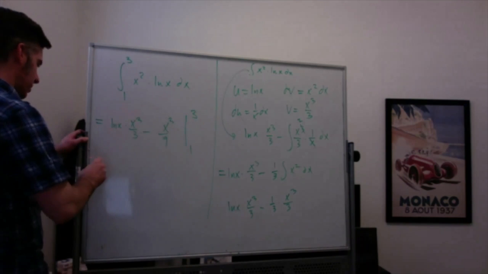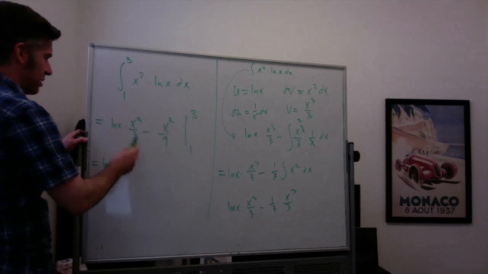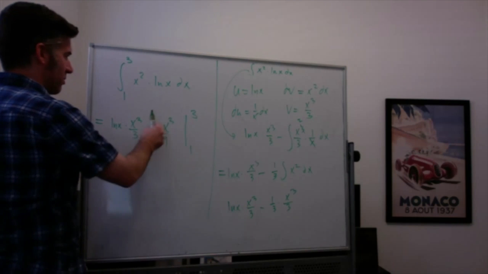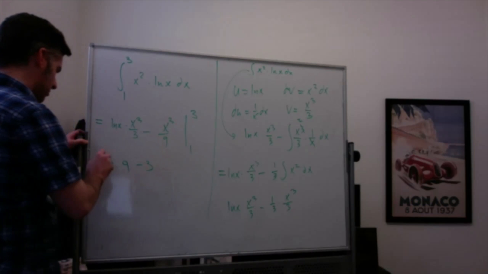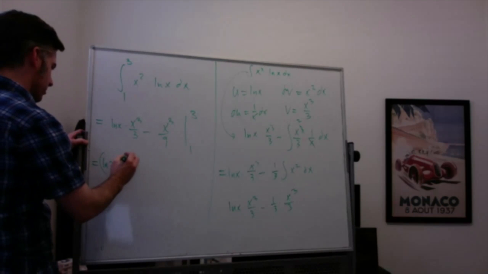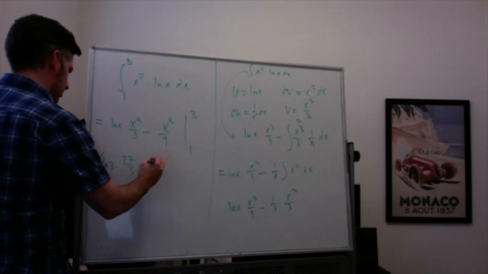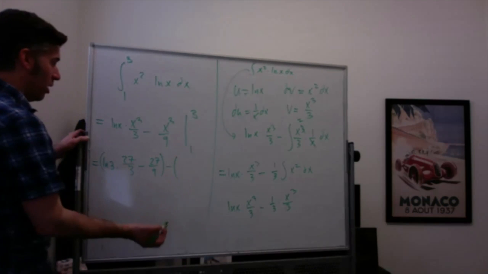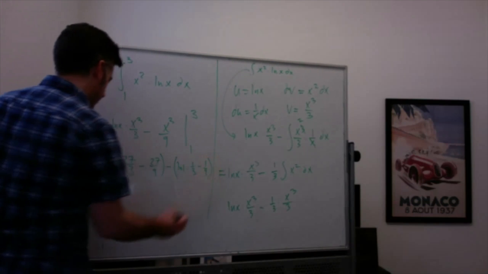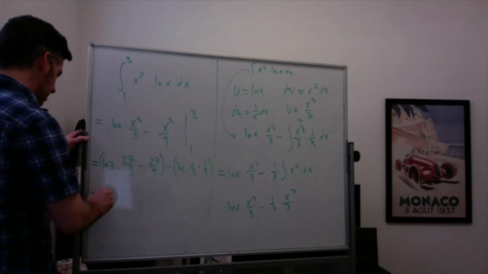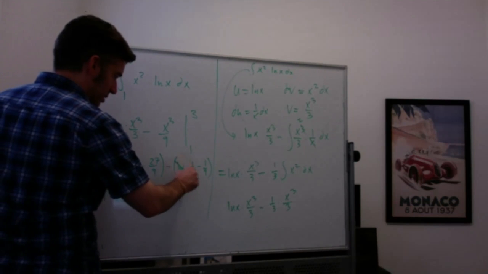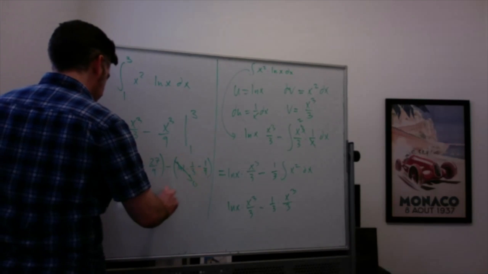So plug in the 3, I'm going to get natural log of 3 times 3 cubed over 3, which is just 3 squared, which is 9, minus 3 cubed over 9, which is just 3. I guess I could show my work, right? Minus, plug in 1, you get natural log of 1 times 1 over 3 minus 1 over 9. So this is 9 natural log of 3 minus 3. Natural log of 1 is just 0, so you get minus minus, you get a plus 1/9.